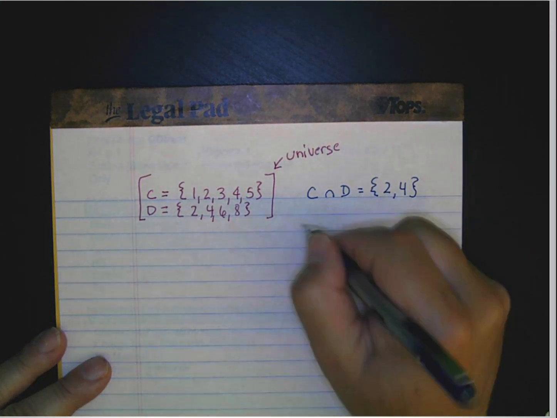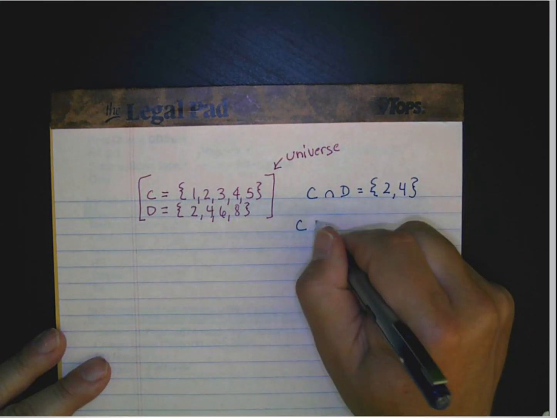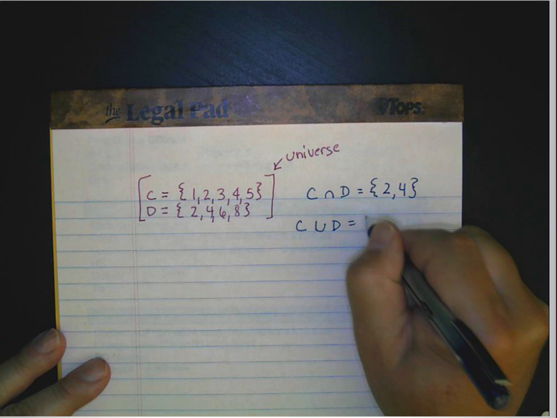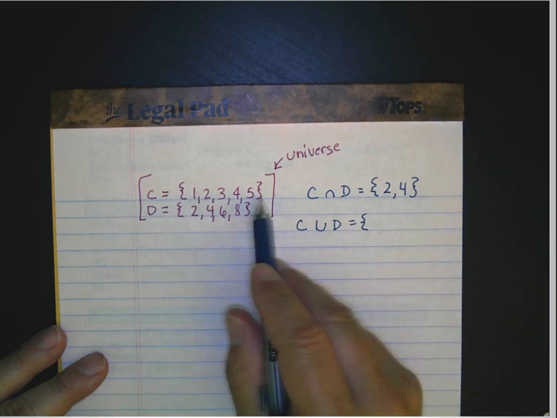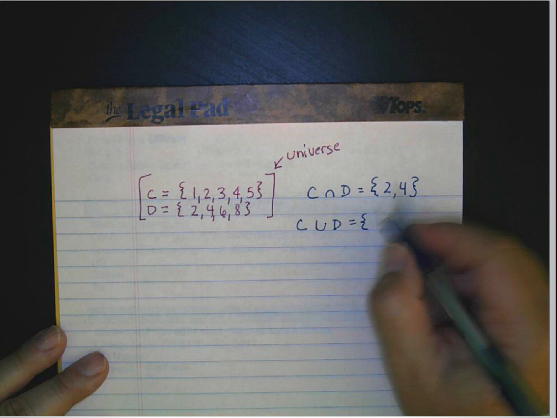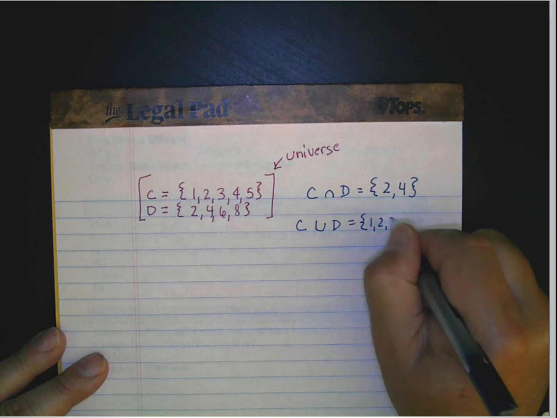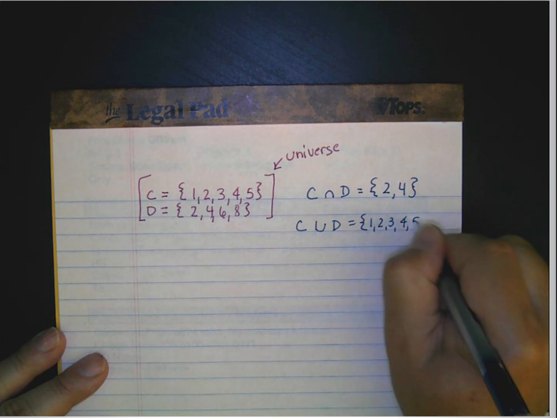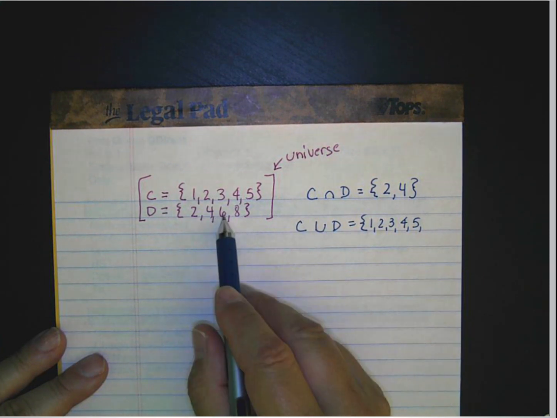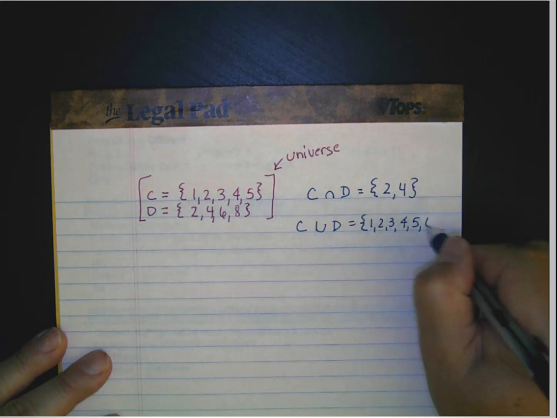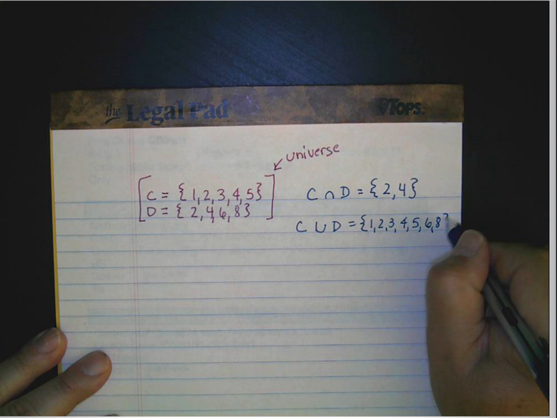All right. Now if I were to do the union, that means everything in sets C and D. Well, we got 1, 2, 3, 4, 5. We already got a 2. We already got the 4. We need the 6 and the 8. So that would be everything that is in both of them. That would be the union.